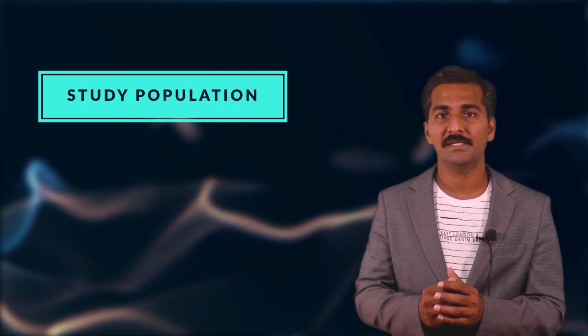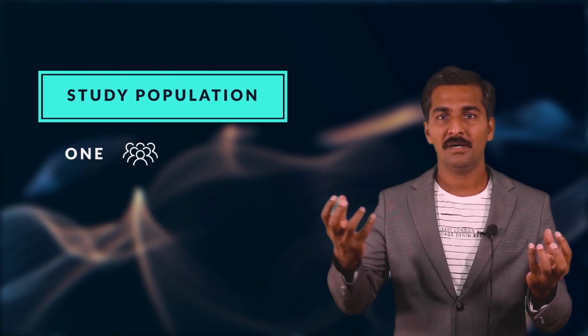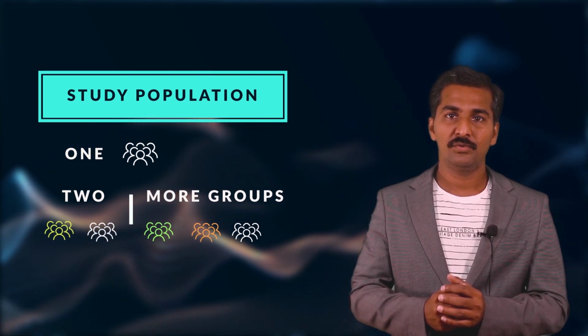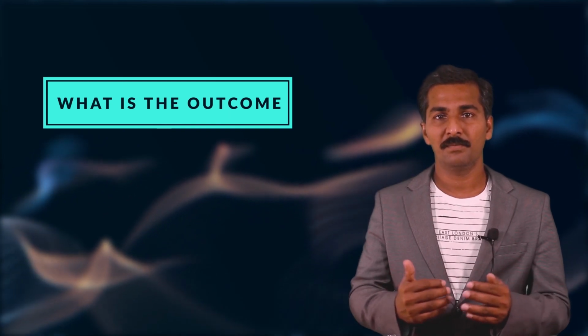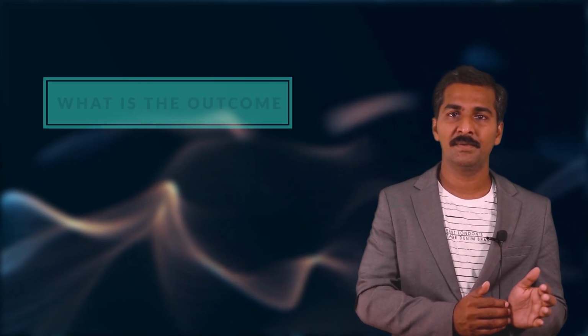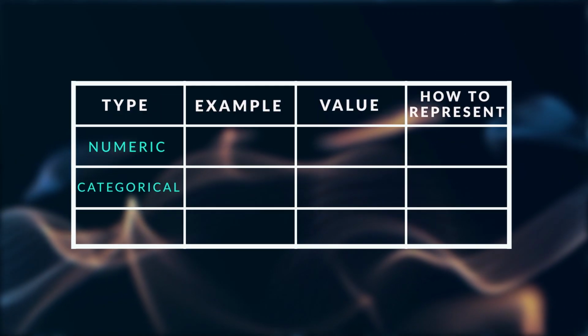First important element is number of study groups, which is relatively straightforward, either one group or it is a comparative study with two groups or more than two groups. Second important aspect is the type of outcome. The outcome of your study can be of three types. It can be either numeric, it can be a categorical, or it can be a rate.